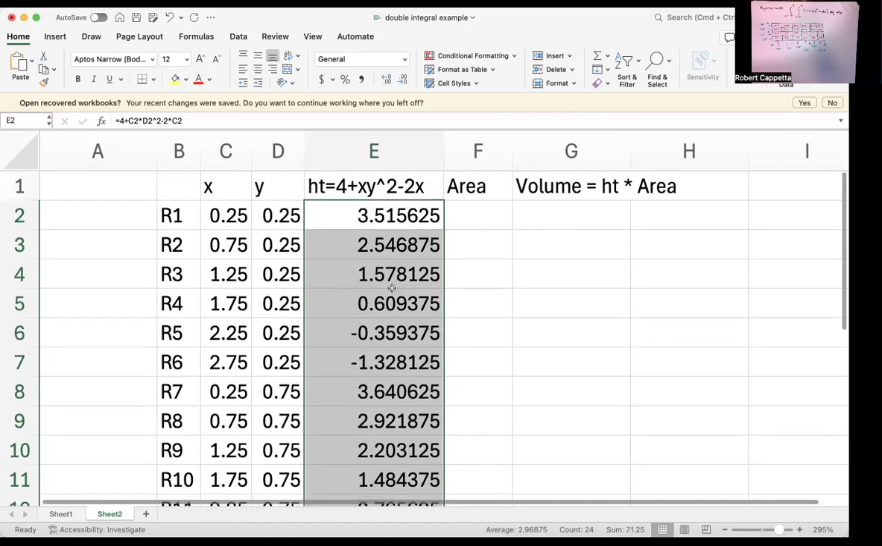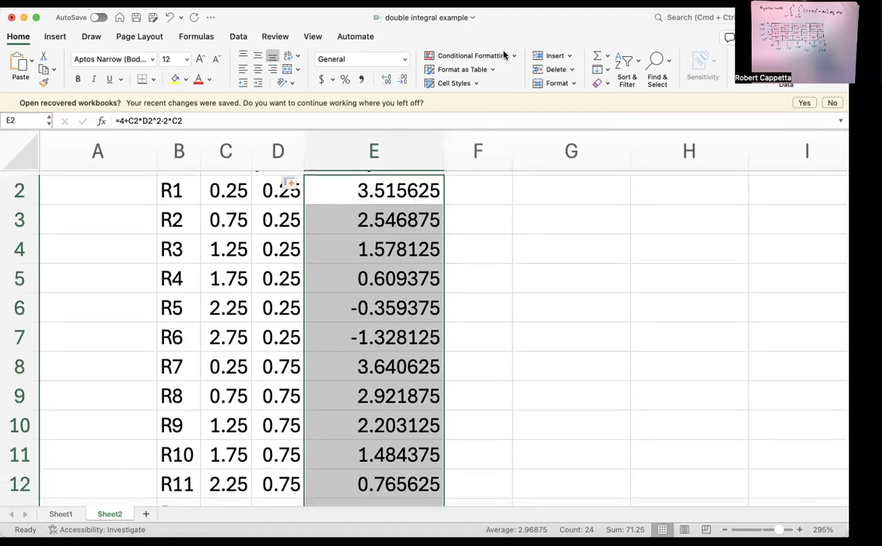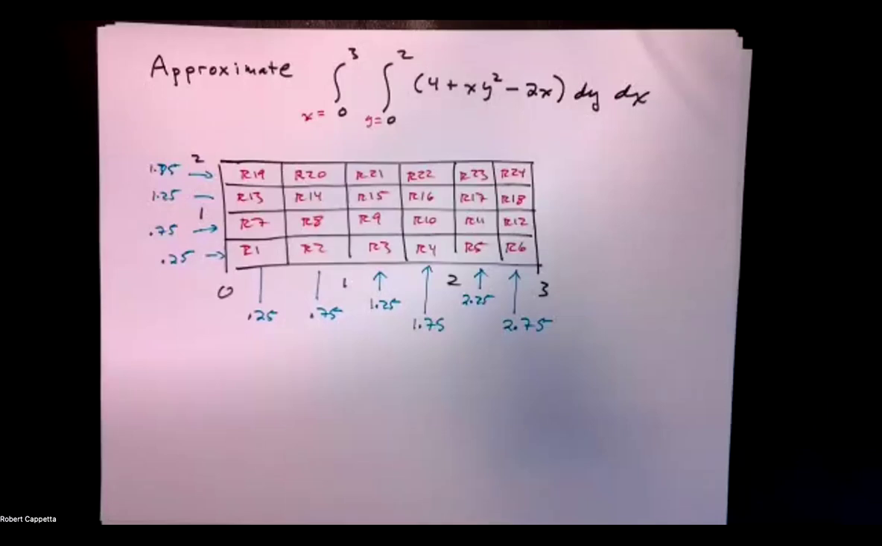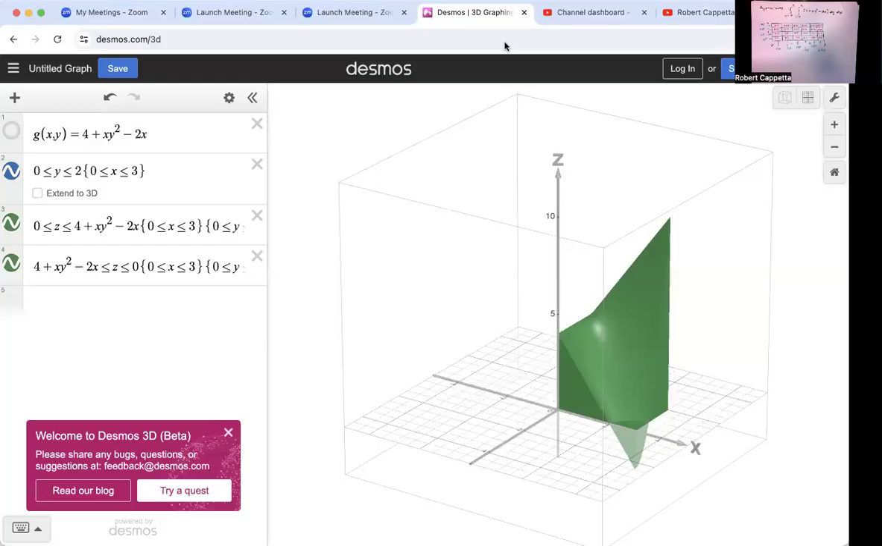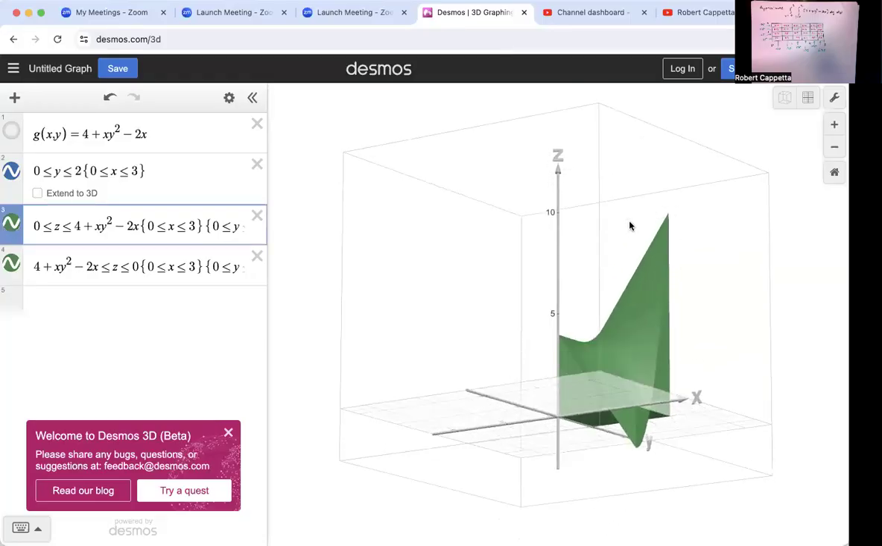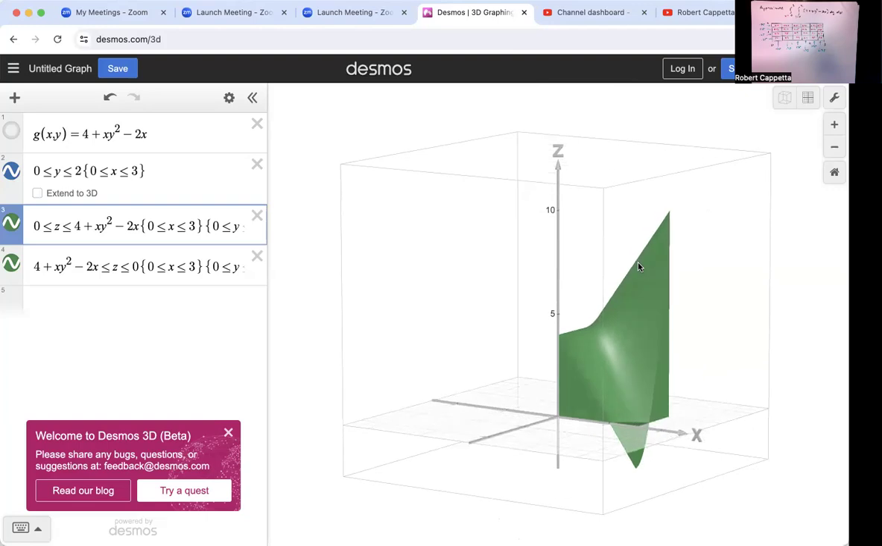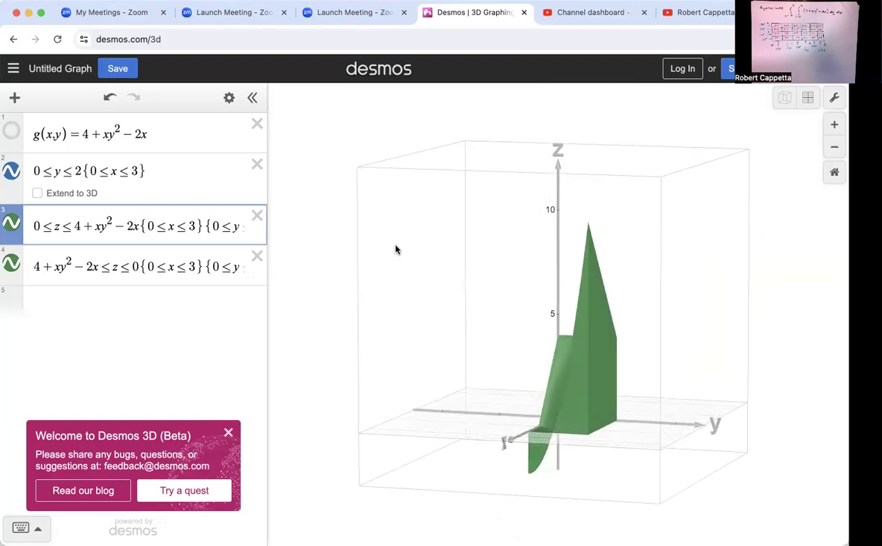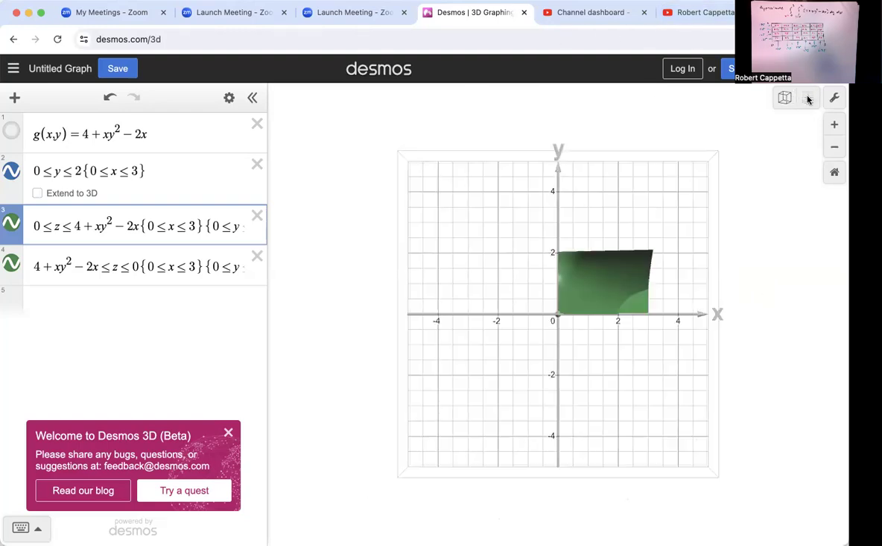So let's visualize what we're dealing with here before we continue. I want to go ahead and look at the graph one more time. So there's our surface. This is our typical perspective that we prefer. And then what is our region of integration? There it is, as best we can tell.